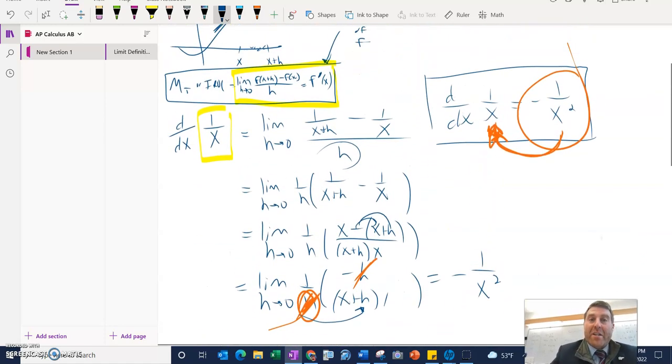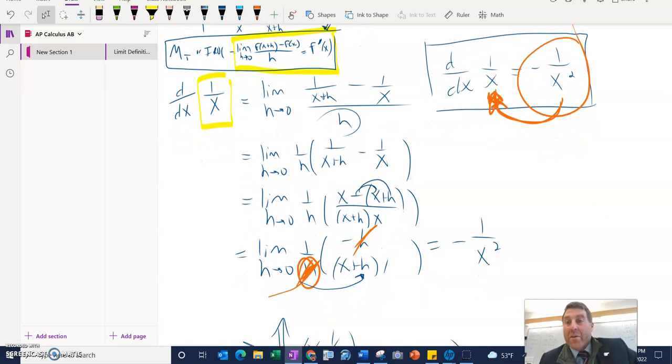Either way, slice it. Here is a limit definition of the derivative. Here's how we can use it algebraically. There are much easier ways to do it, which we'll get into.